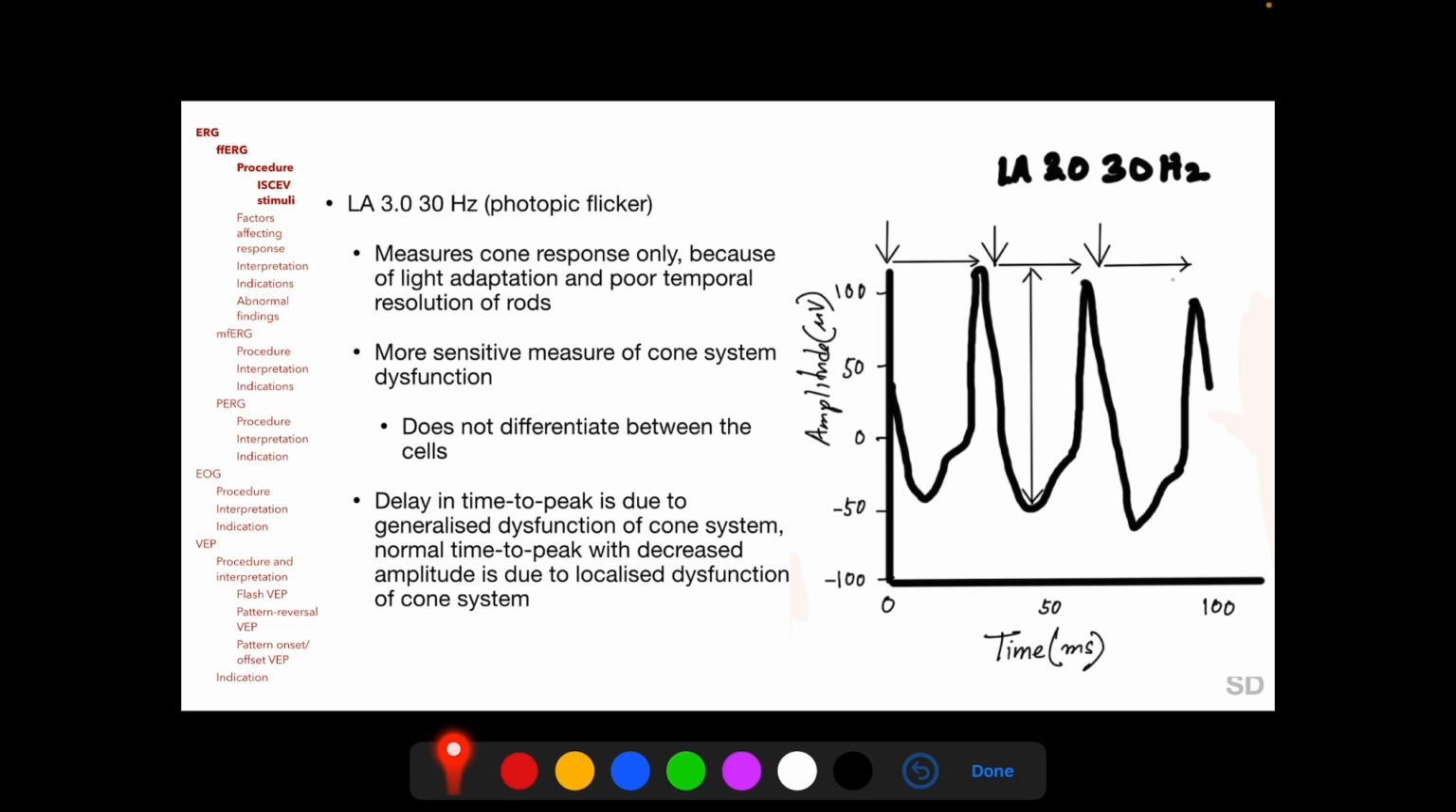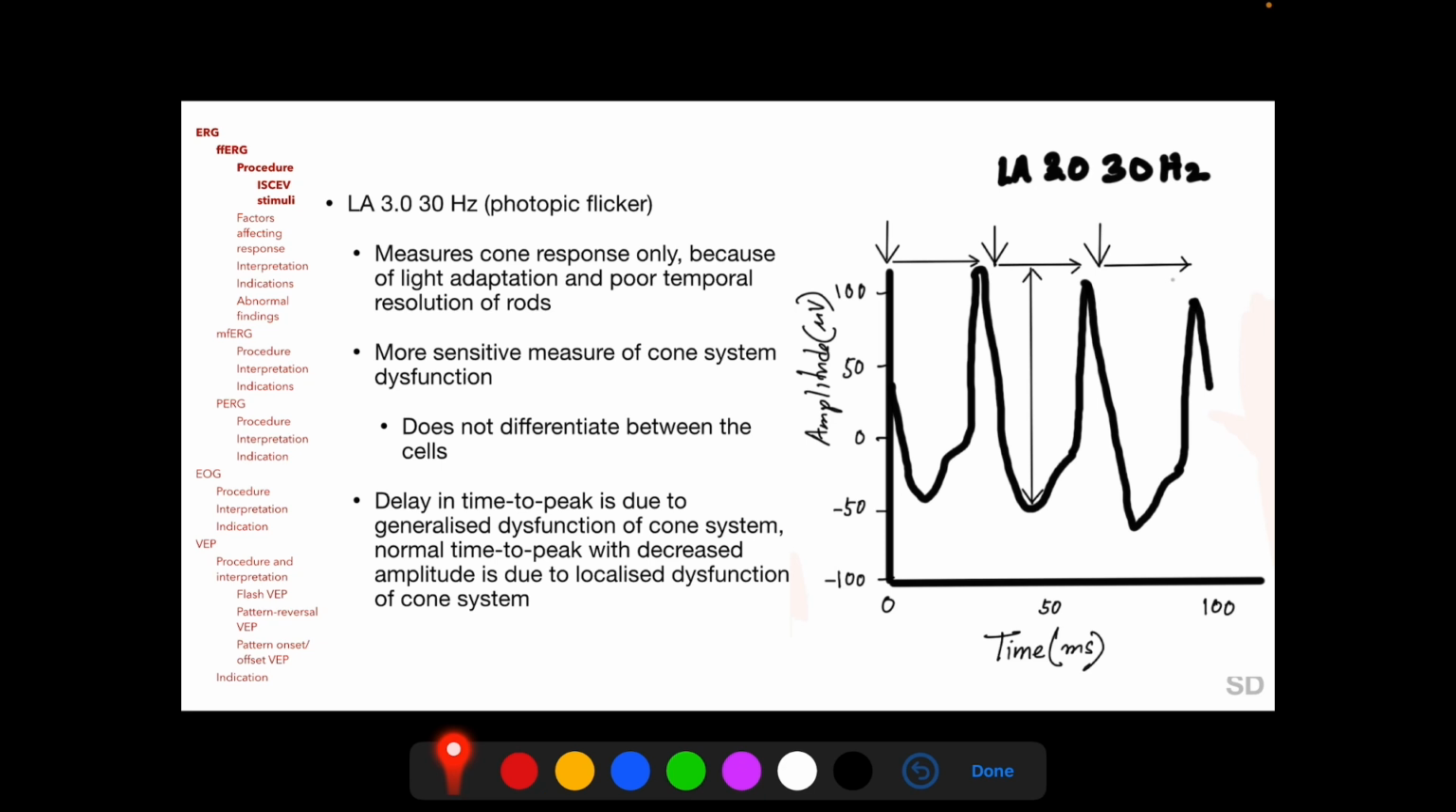The sixth and the remaining standard ISCEV full field ERG stimulus is light adapted 3.0 intensity stimulus presented at a frequency of 30 Hz, and this is also called the photopic flicker stimulus. And in the graph here, these arrows represent the time points at which the stimuli are presented. Unlike the response to light adapted 3.0 intensity stimulus, the response to light adapted 3.0 intensity stimulus presented at a frequency of 30 Hz measures cone responses only and is a more sensitive measure of cone system but does not differentiate between the cells of the cone system.